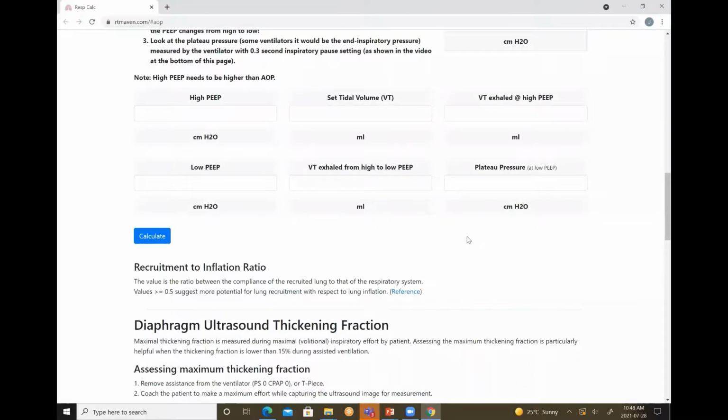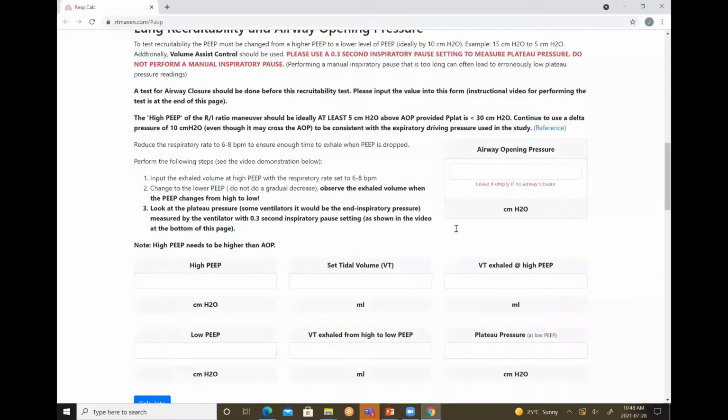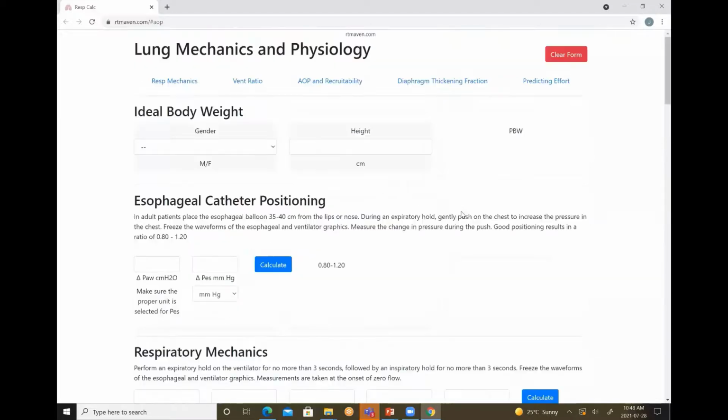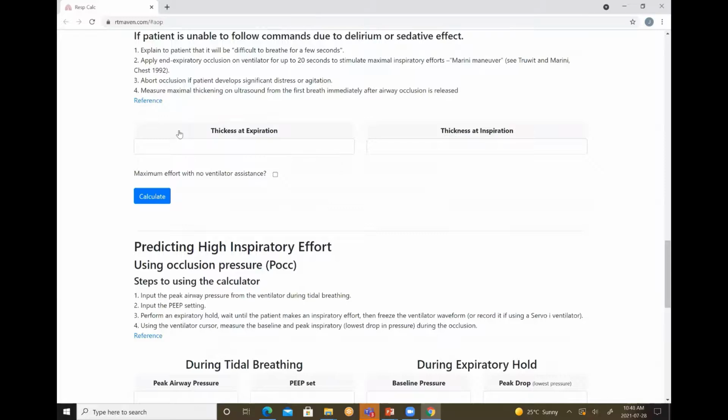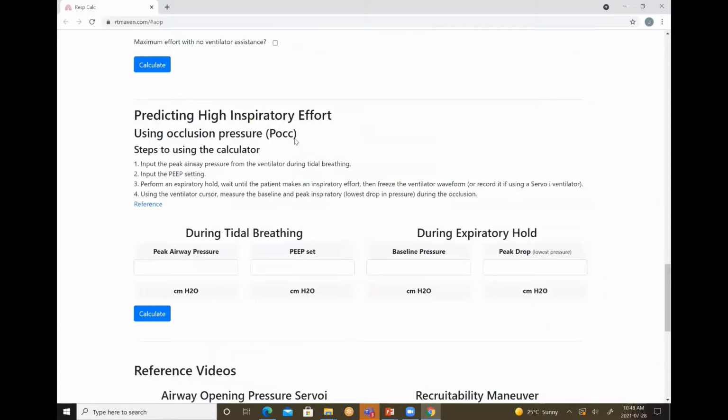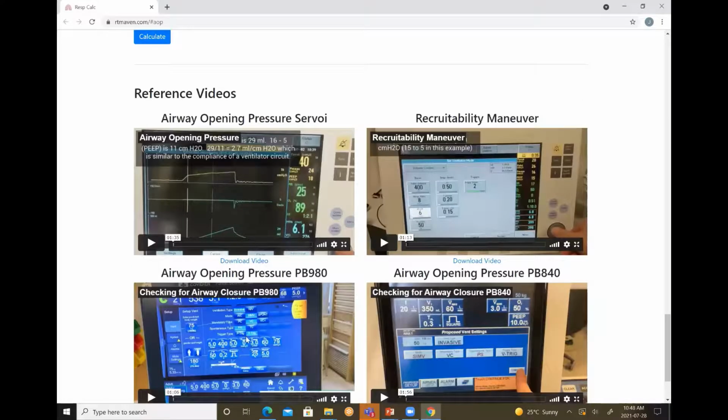Okay, if we pan to the top, if we pan to the bottom, here you can see the airway opening pressure on the Servo I, on the PB980, and on the PB840. Here you have the recruitment maneuver that we will just go into right now, see if we can play it without a lot of glitches.